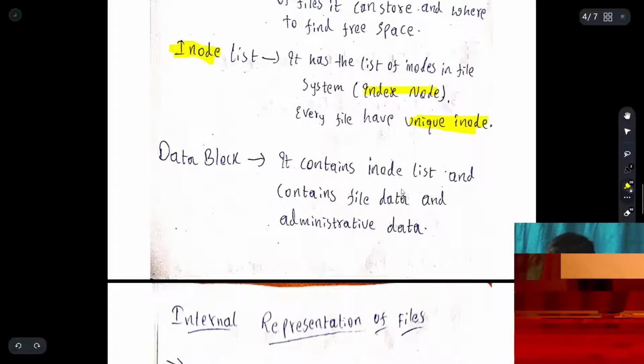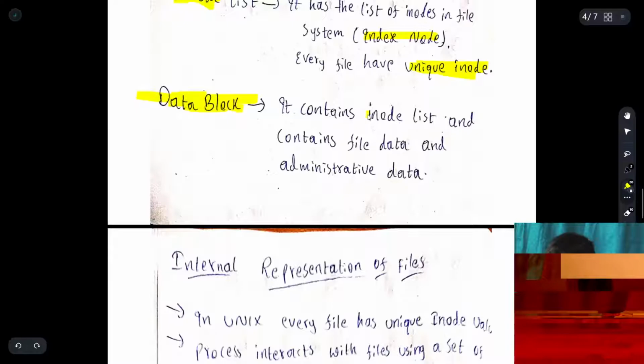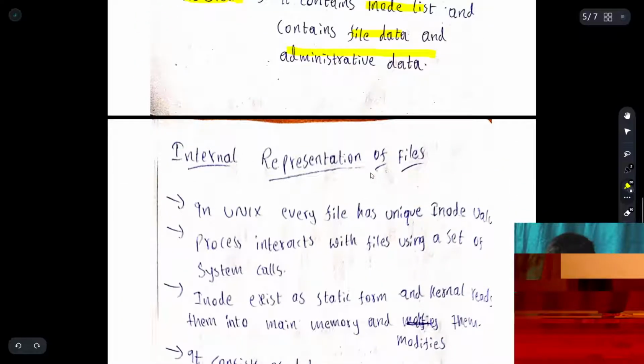Data block: it contains the inode list and contains file data and administrative data. It consists of all the data which is required for completing a particular operation: all the inode list, and then file data, and then administrative data.